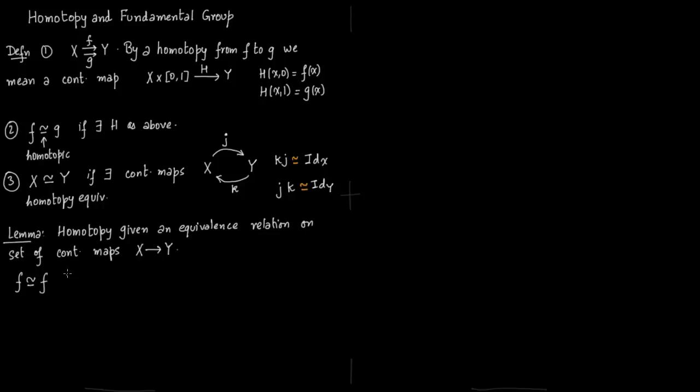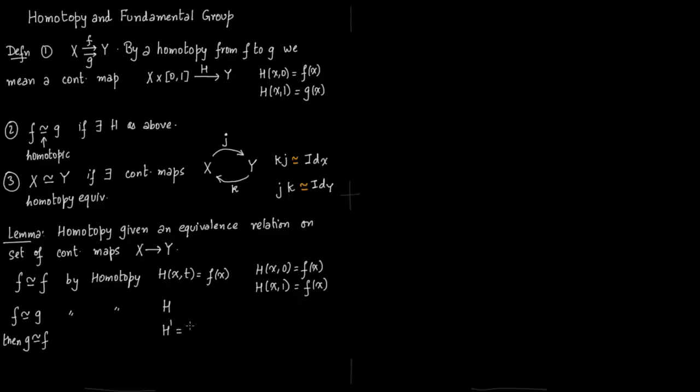So F is homotopic to F itself by the homotopy. You just have H of X comma T is equal to F of X. Here small x comes from topological space X and T comes from the unit interval 0 to 1. So you just have H of X comma 0 is F of X, H of X comma 1 is F of X. So if F is homotopic to G, now we have to show G is homotopic back to F, that is symmetry.